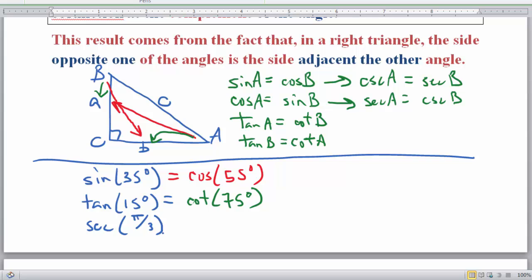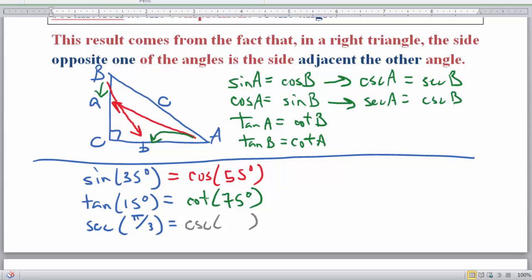And another one might be the secant of pi over 3 is the same as what angle? Well, it's got to be the cosecant, and the only thing that might be a little tricky for you here is it's in terms of radians. So what angle is the complement of pi over 3 in radians?